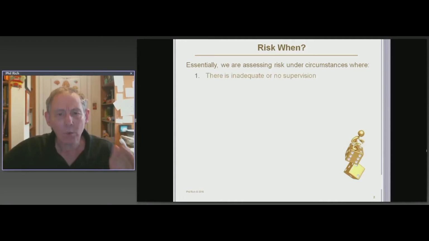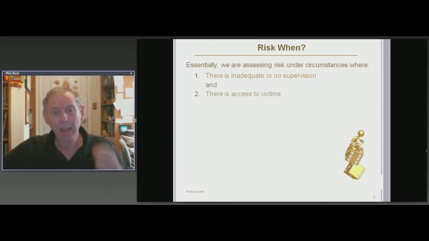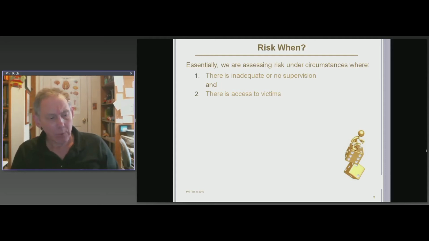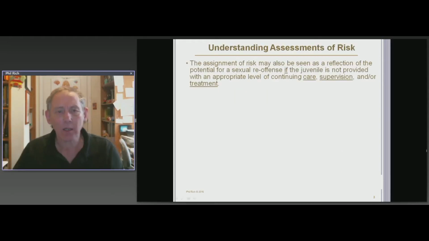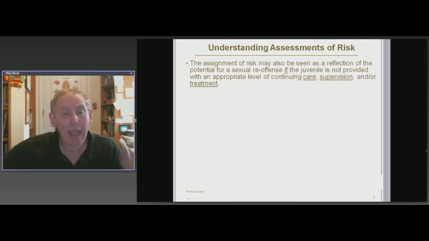We're thinking about risk where there's inadequate supervision or no supervision at all, let's say within the environment, within the community, and when there's access to victims, right? If this person were out at the moment in an environment like this, low supervision, and there's access to victims, what would the risk be there? So we're thinking clearly about risk in a particular context. And the context is the ability to engage in risky behaviors in an environment where you're not going to be caught or monitored potentially, and there's victims.